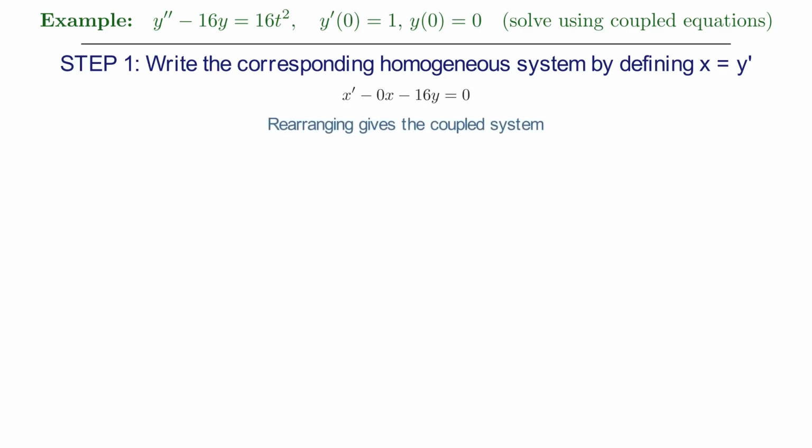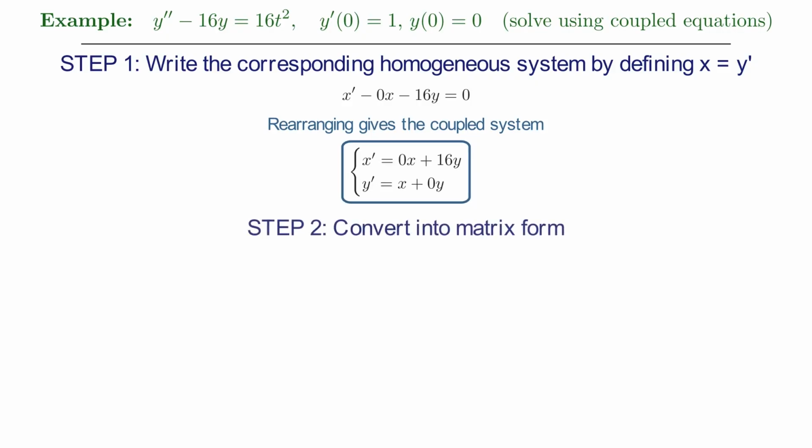And we can rearrange this to get the coupled system. x' is equal to 0x + 16y. And rearranging x = y', we get that y' is equal to x + 0y. So notice that we've aligned the x's and the y's in a column. This allows us to do the next step, which is to convert into matrix form.